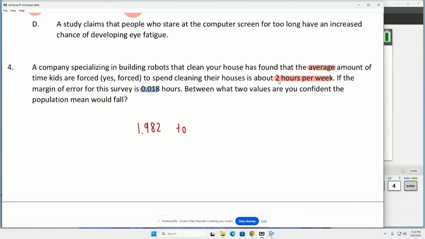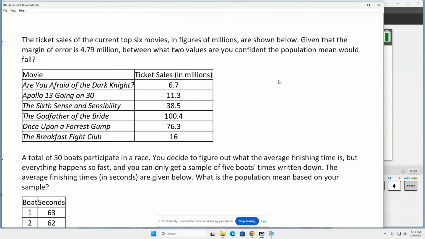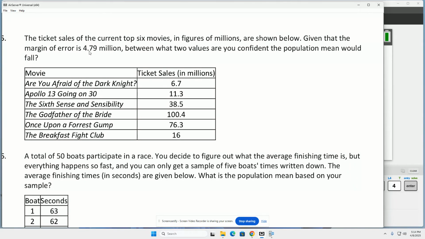And then we're going to add 0.018 to 2, so that's 2.018. All right, let's keep on moving to the back side. That one was pretty easy. This one is telling us that the margin of error is 4.79. Y'all see that? Margin of error is 4.79 million. So it asks, between what two values are you confident the population mean would fall?